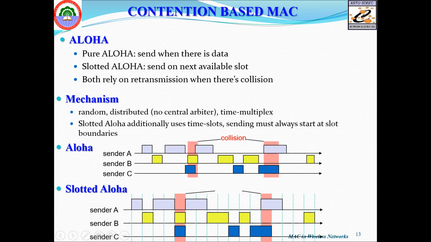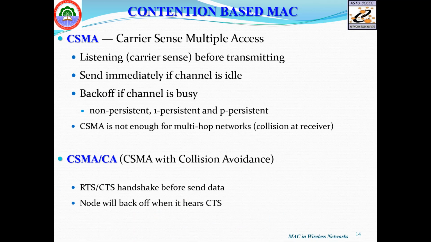In slotted Aloha also, there is a possibility of collision, but it has some boundaries. We can call these slots. Based on these slots, the data will be transmitted. If a slot is available, it will send the information in that particular slot. If not, it will check for the next slot which is freely available.